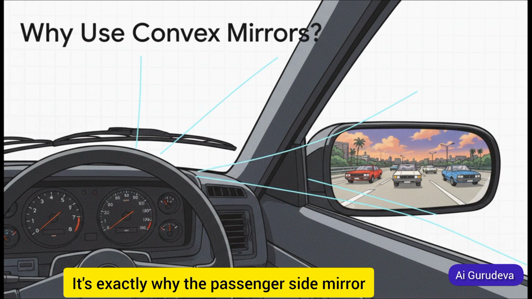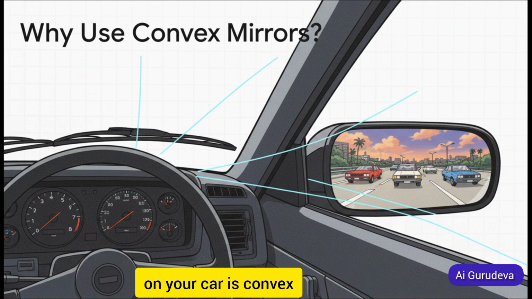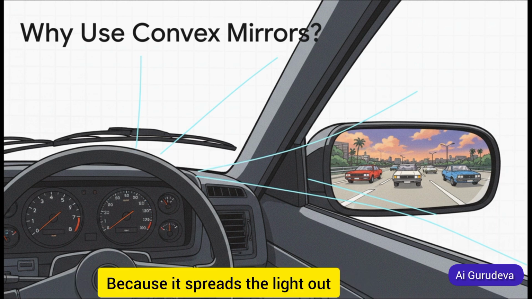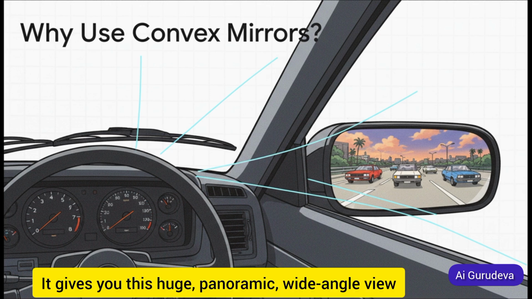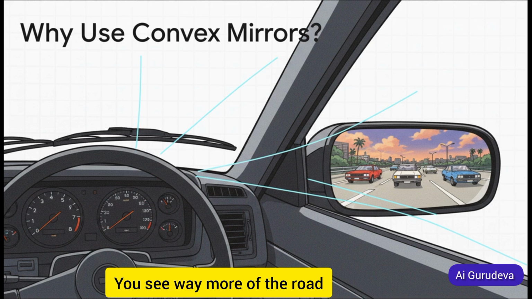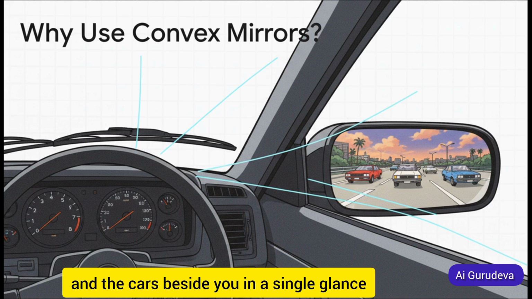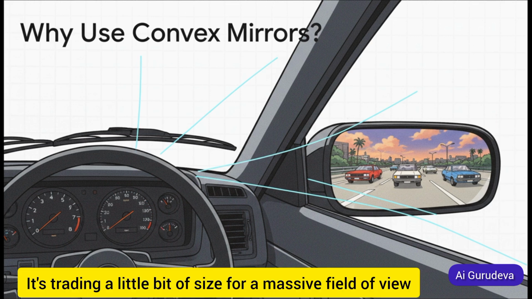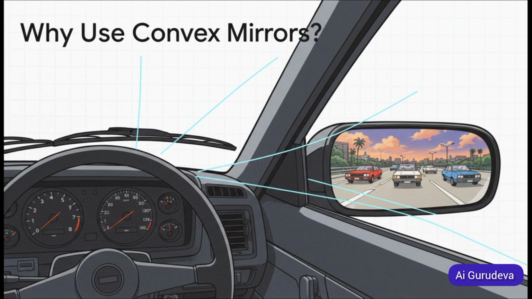And this scattering superpower is, no joke, a lifesaver. It's exactly why the passenger side mirror on your car is convex, because it spreads the light out and shrinks everything down. It gives you this huge panoramic wide-angle view. You see way more of the road and the cars beside you in a single glance. It's trading a little bit of size for a massive field of view and a whole lot of safety.